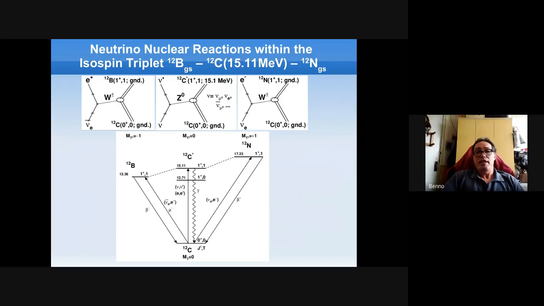We can use the theory to do predictions and use this for predicting measurements. Let's come back to the isospin triplet, where I like to show neutrino reactions.